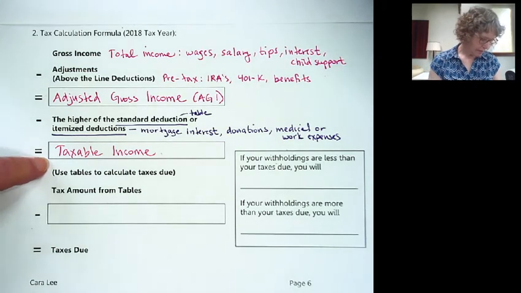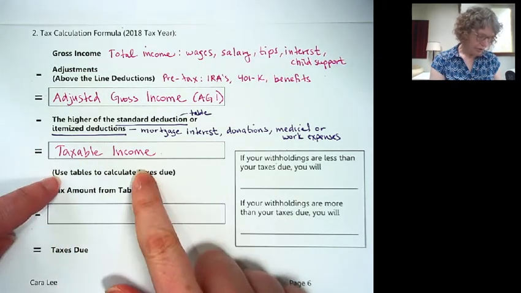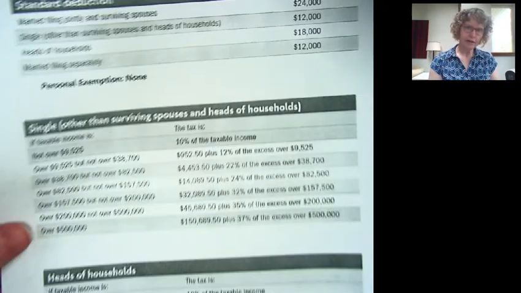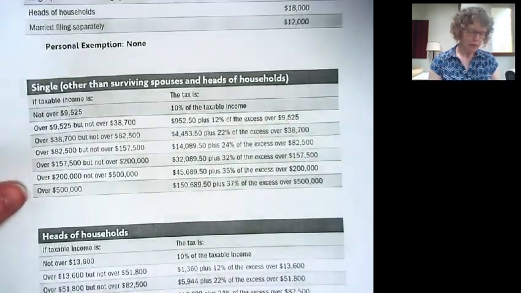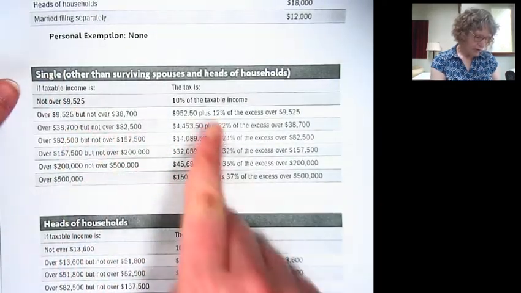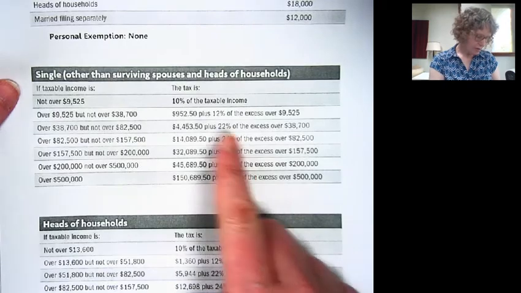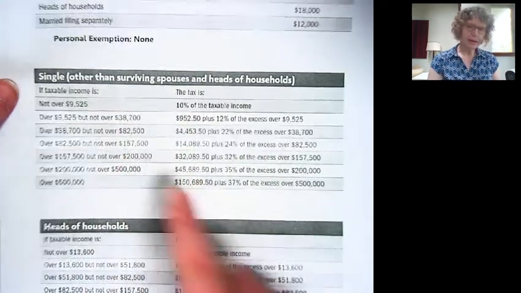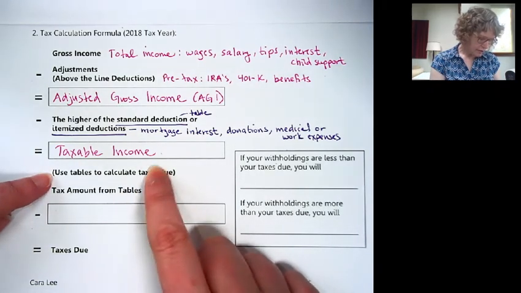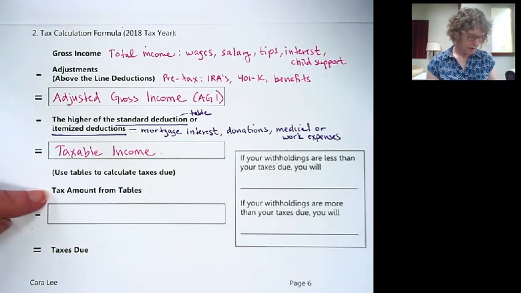Okay, so taxable income is that number that you use to calculate your taxes with the tables. After you get that number, you'll be using these actual tax tables. So for example, for someone who's filing single, and I'll show you how to do this in the example, we go to this table and calculate their taxes. So that's the tax amount from the tables.